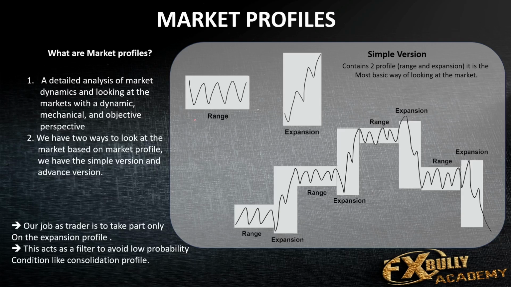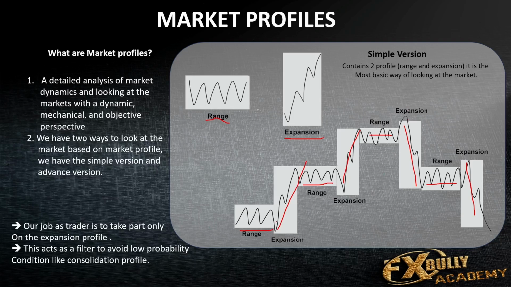The simple version contains two profiles. We have a ranging profile and an expansion profile. It is the most basic way of looking at the market. In this way, we look at the market from a ranging to an expansion, then the market ranges, then it expands again, then it ranges, then we have an expansion, then we range again, and then the market has an expansion. Our job as traders is to take part only in the expansion profiles, when the market is expanding, whether to the downside or to the upper side.